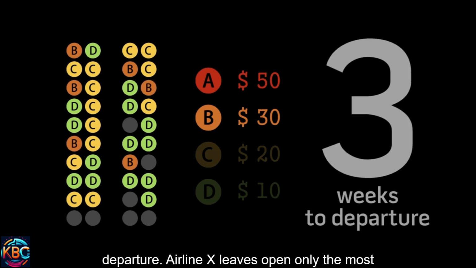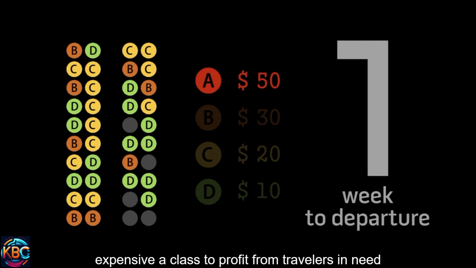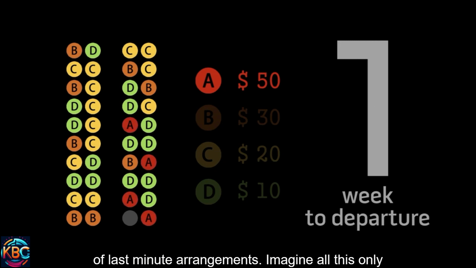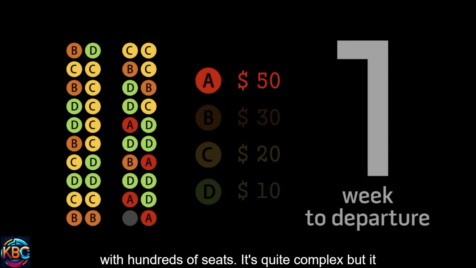As it gets closer to departure, Airline X leaves open only the most expensive A class to profit from travelers in need of last-minute arrangements. Imagine all this, only with around 20 booking classes, fares ranging from a few dollars to thousands, and countless flights with hundreds of seats. It's quite complex, but it helps carriers stay profitable.